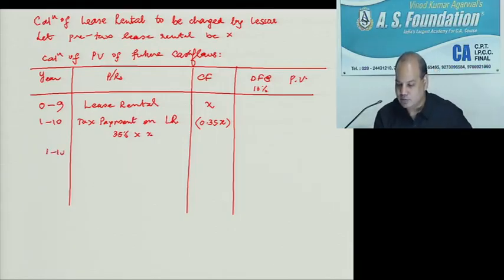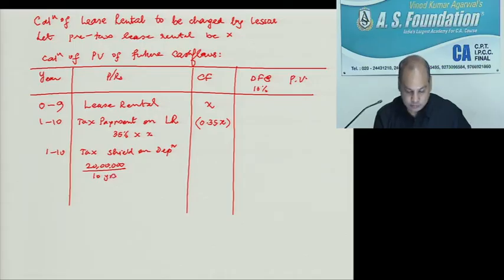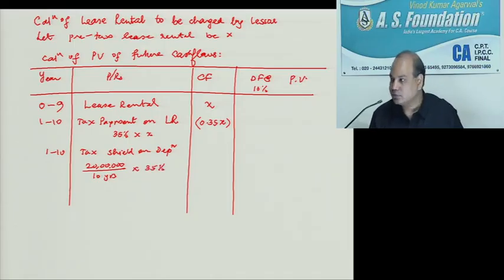And then for 1 to 10, you will also get tax shield on depreciation, which is, what is the cost of the asset? 20 lakh divided by 10 years. No scrap value. It's written in the problem, second line of the question, no scrap value. And how much is the tax rate? 35%. Final answer: 70,000, positive.